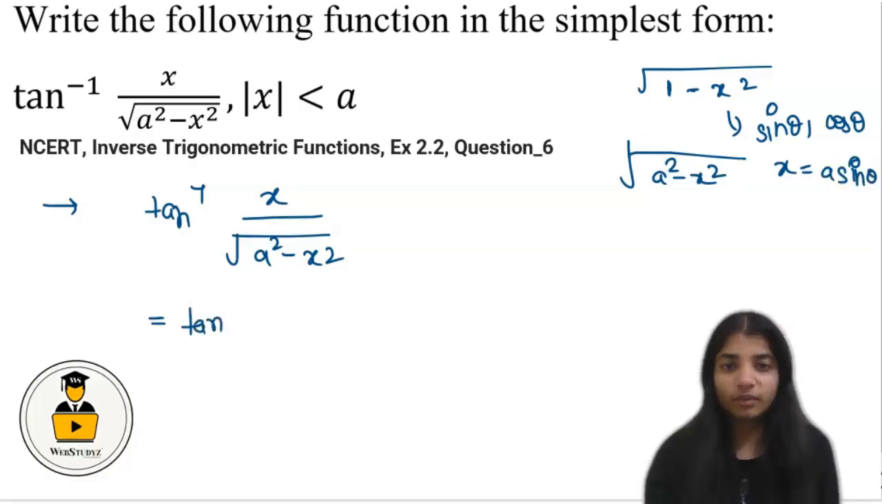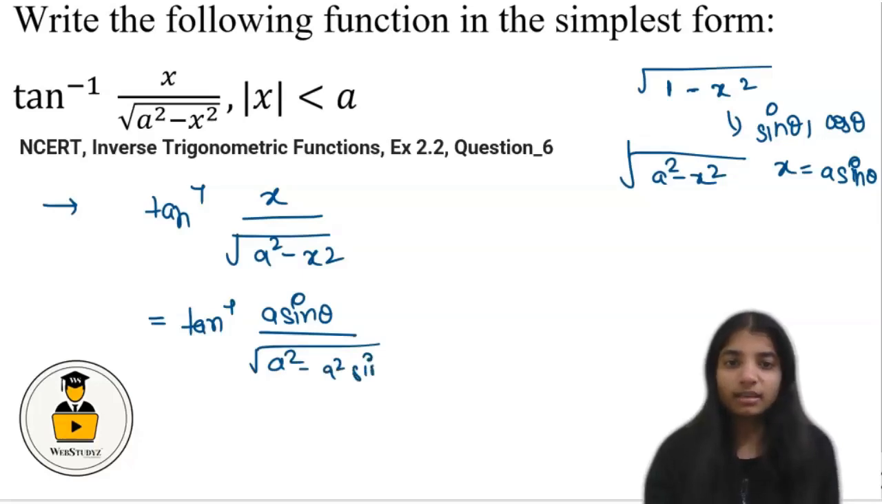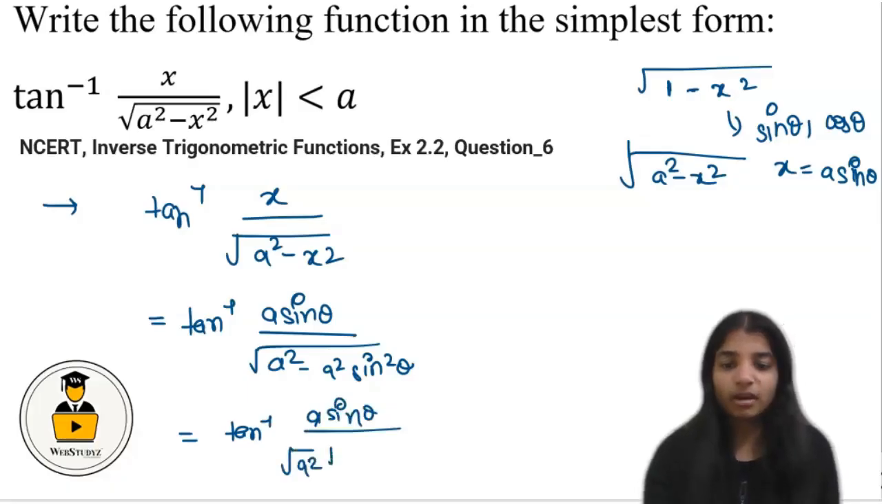So this function becomes equal to tangent inverse of x, where x is a sine of theta, so a sine of theta divided by the under root of a square minus a square sine square of theta. So this becomes tangent inverse of a sine of theta. We can take under root a square common, so we are only left with under root of 1 minus sine square of theta inside this.